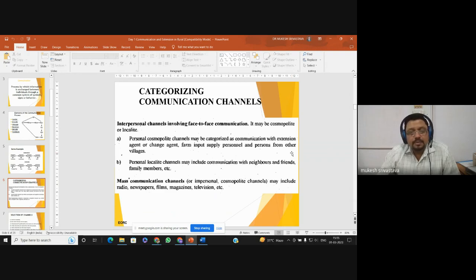It may be cosmopolite or localite. Basically, interpersonal channels have two categories: personal cosmopolite channels and personal localite channels. If I talk about personal cosmopolite channels, they may be categorized as communication with an extension agent. It may be any change agent. It may be a farm input supplier, or a person from the villages.